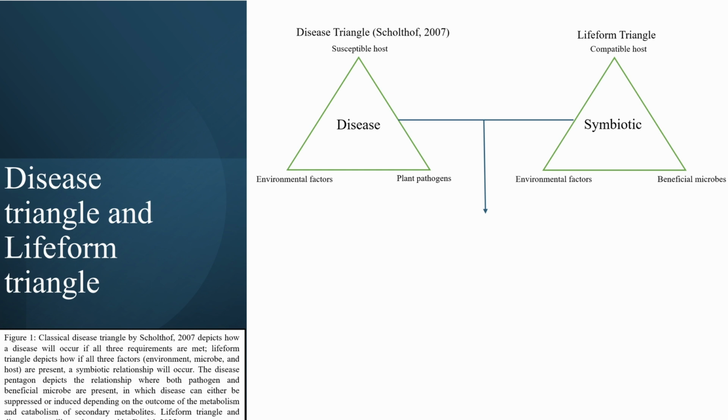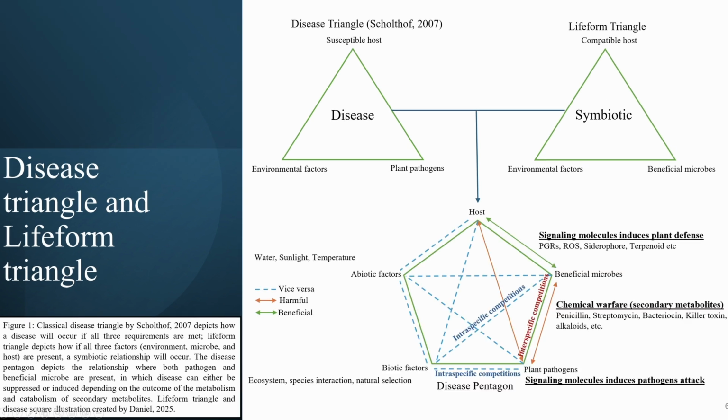Now you ask me, when you combine these two together, what do you get? It becomes very complex. It is super complex when you combine these 2 triangles together, disease and symbiotic. In this pentagon, we have the host. The environment factor is divided into 2 parts, the abiotic factor and the biotic factor, and then the beneficial microbes and plant pathogens.